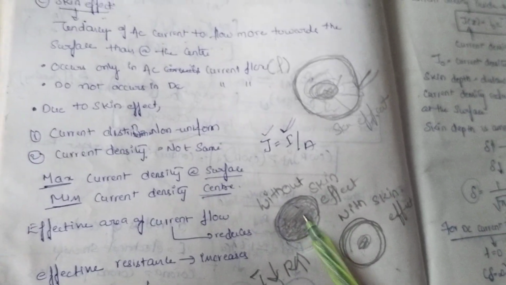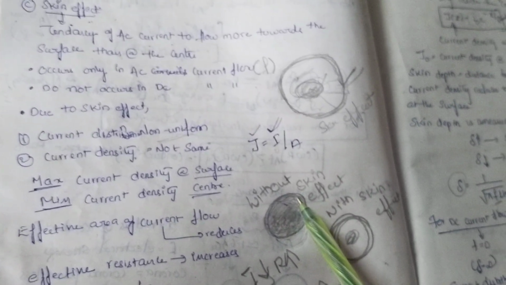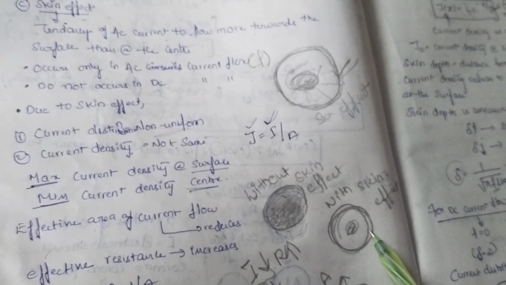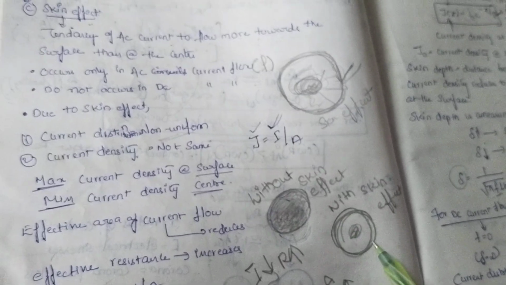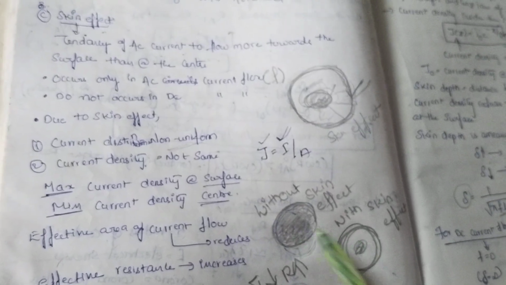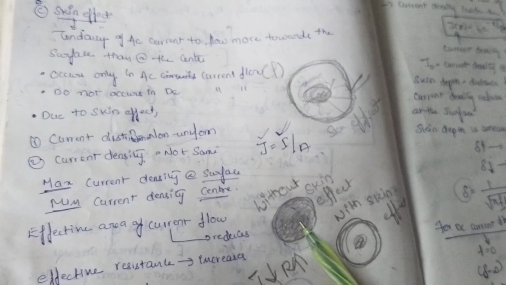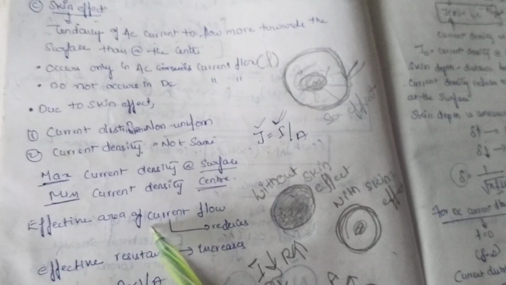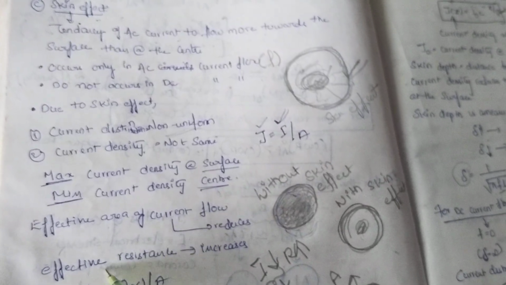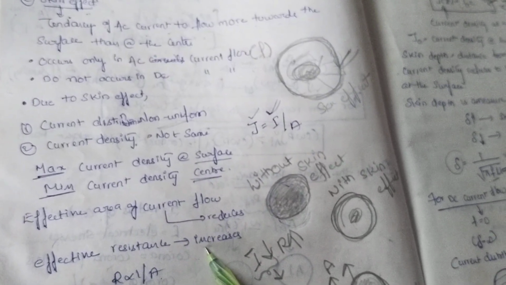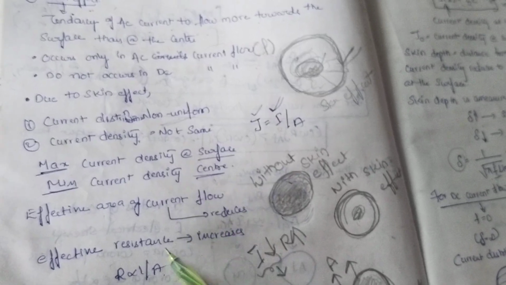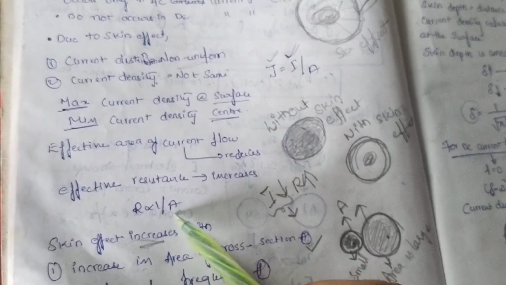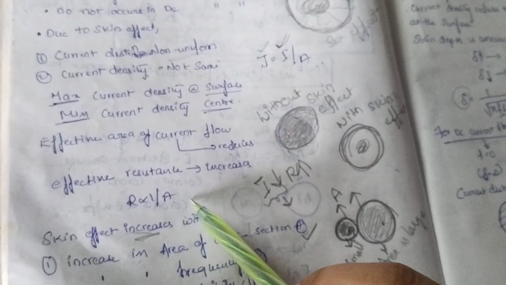So if we compare these two, the area through which the current flows is throughout this area. Here, the area through which the current flows is only on the skin. So when we compare these two, the area through which the current flows is increased here, but reduced with skin effect. So the effective area of current flow reduces. What happened to the effective resistance? It increases. Why? If the area of current flow reduces, resistance increases. Resistance is inversely proportional to the area, meaning the area through which the current flows.